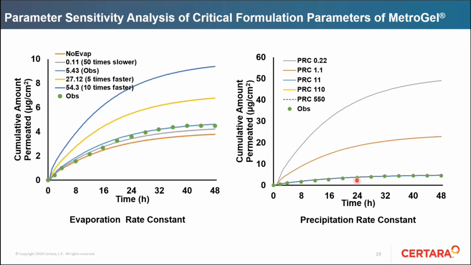Yeah. In this case, from the FISCAM, we know that it precipitates really fast. So we assumed a very high precipitation rate constant, and that worked across both gels and creams.